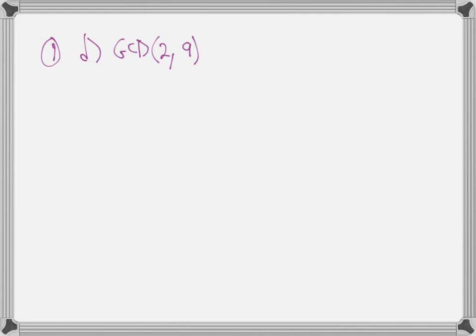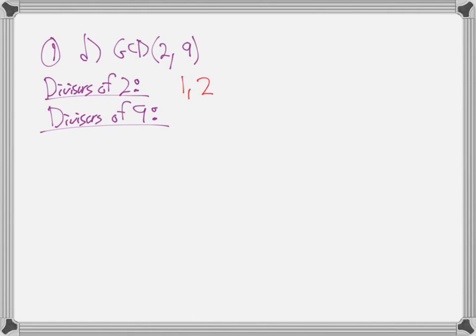So you want to list all divisors of 2, and then you want to list all divisors of 9. What are all the things that go into 2? 1 and 2. Yeah, 1 and 2. It's kind of ridiculous, huh? There's nothing else that goes into it.